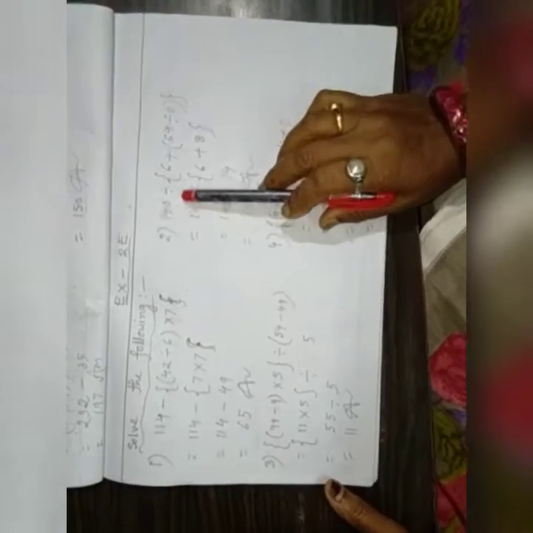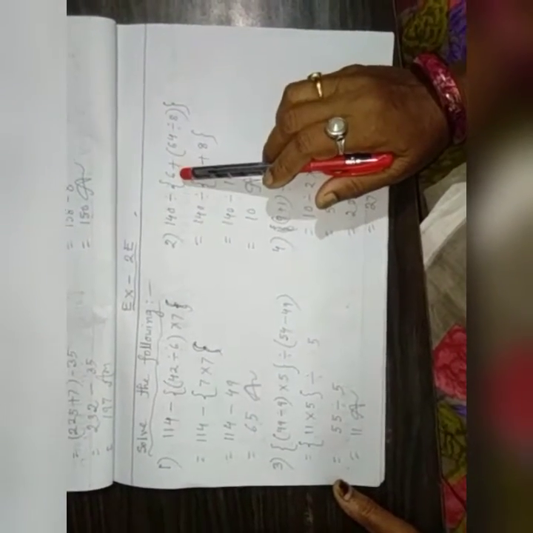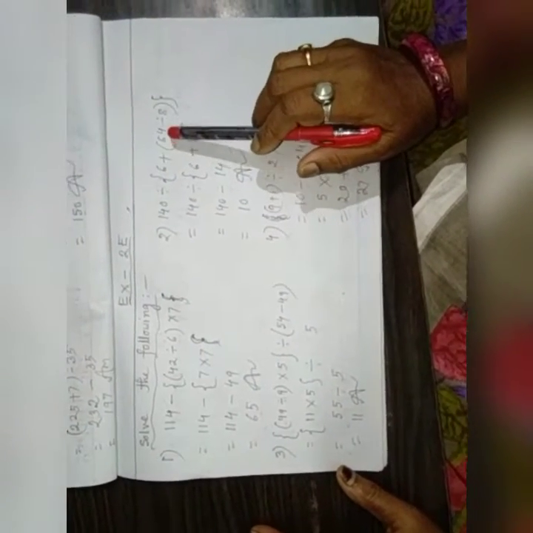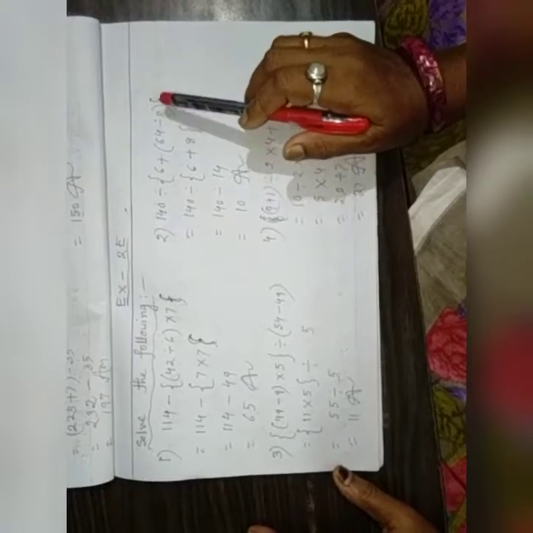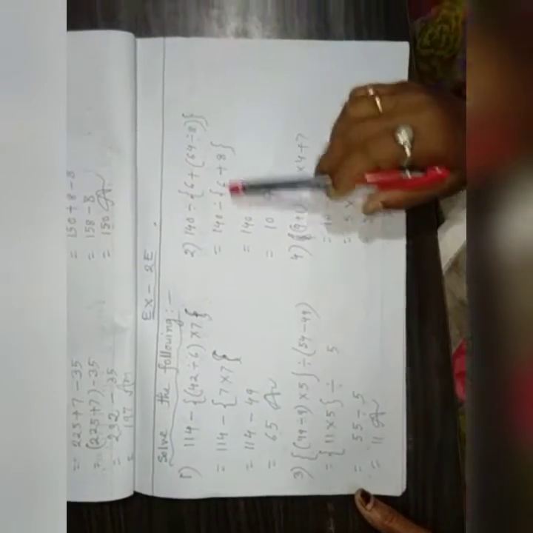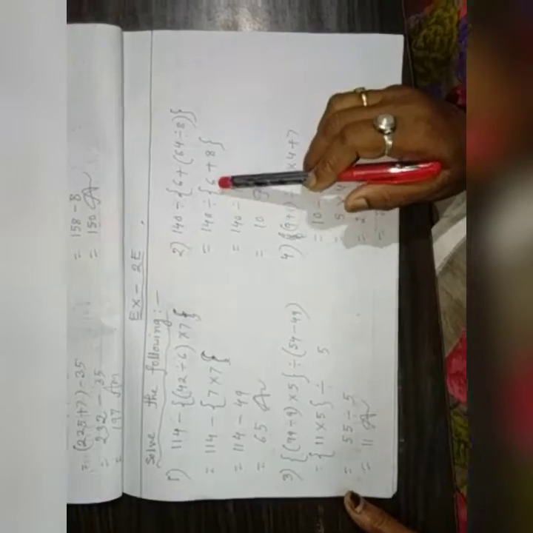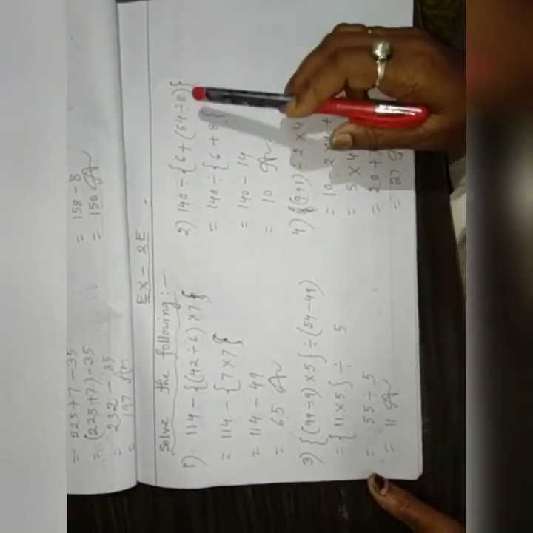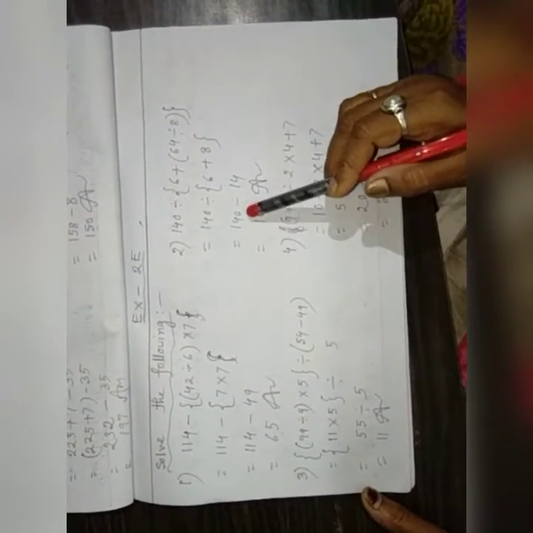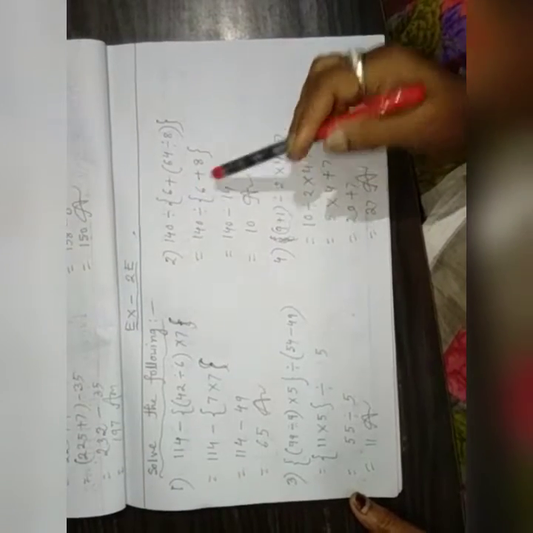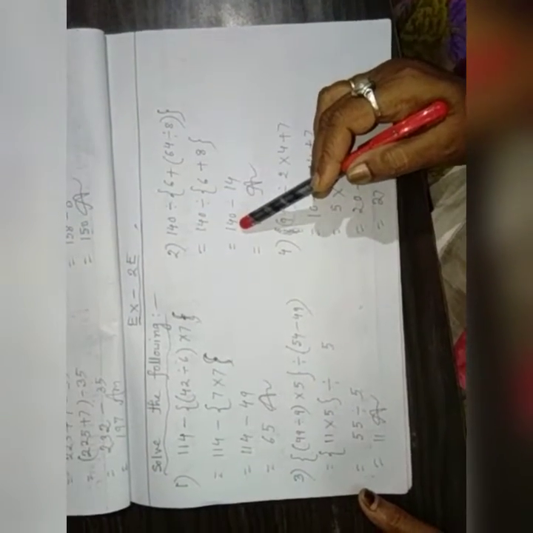2. 140 divided by second bracket 6 plus first bracket 64 divided by 8, first bracket close, second bracket close. 140 divided by 6 plus 8, since 64 divided by 8 is 8. 140 divided by 14 equals 10. Answer.